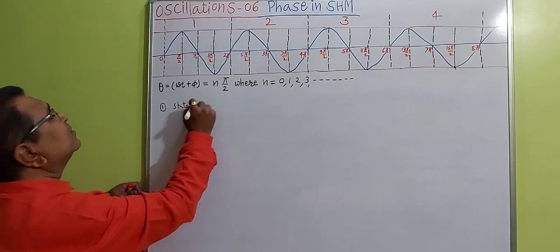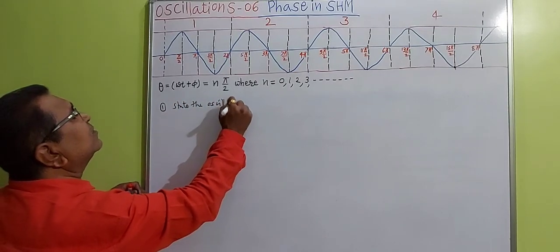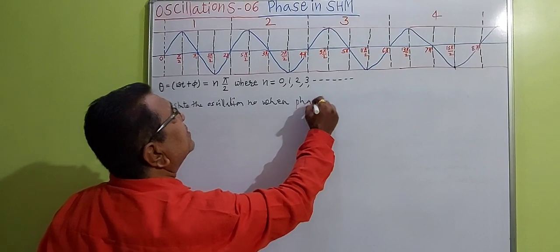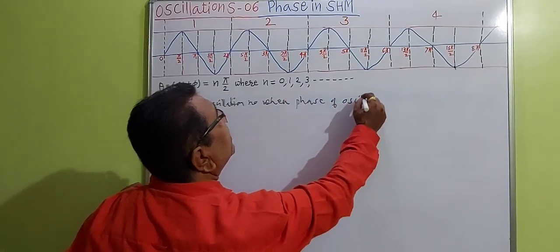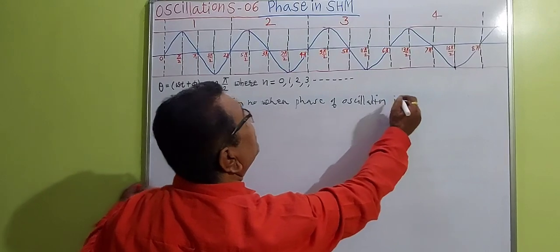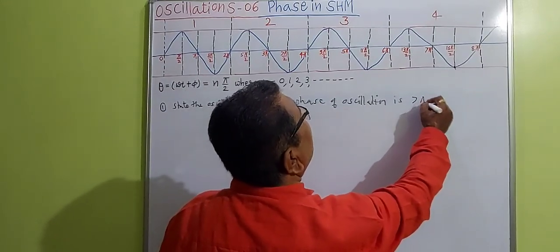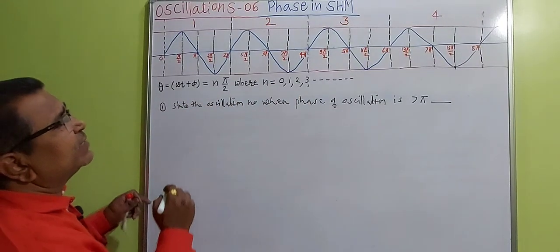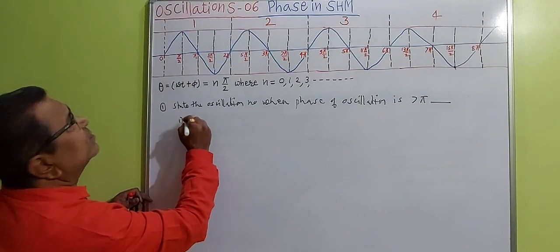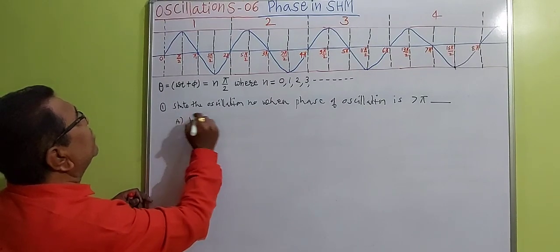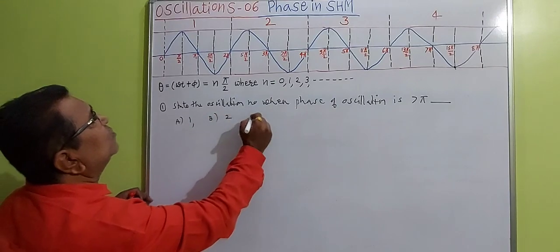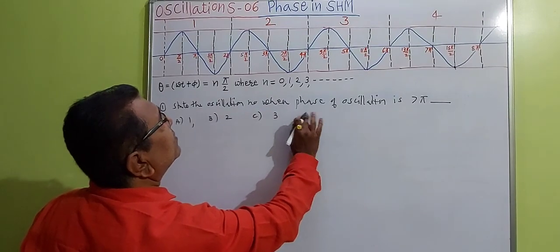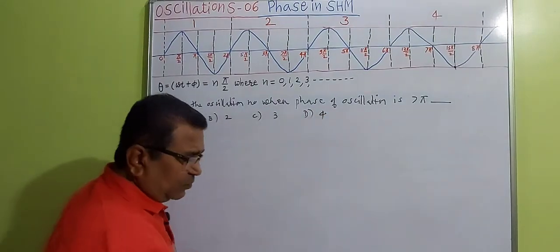State the oscillation number when the phase of oscillation is 7 pi. I have written here A option 1, B option 2, C option 3, and D option 4. Which is the correct answer?